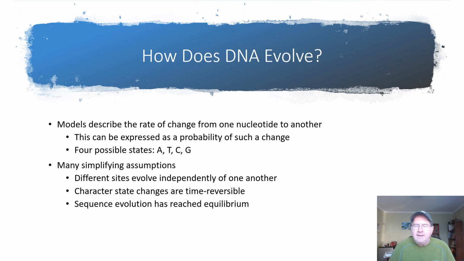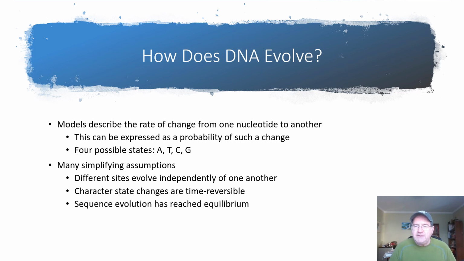Even so, there's lots of simplifying assumptions that are made in all of these models. One is that the different sites in a DNA sequence evolve independently, such that we can treat them as individual characters, that there's no autocorrelation. If you have an A at one position, it doesn't influence what's at the next position. Definitely not true, but we need to make that kind of assumption in order to do the calculations.